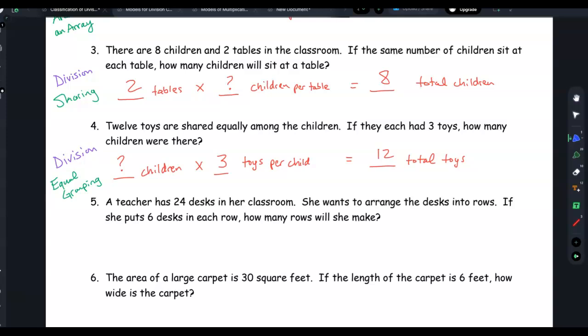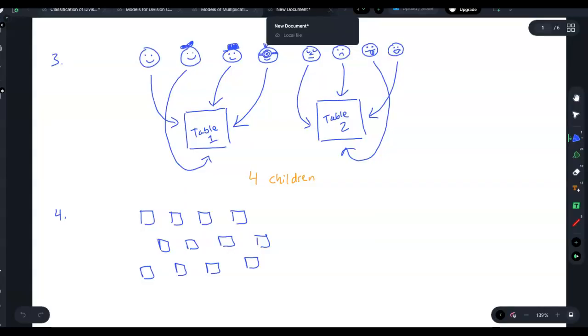Sorry, I misstated that. I don't know that it's shared equally among 4 children. I don't know that yet, right? So I know that each child gets 3 toys, and I'm trying to figure out how many children this will get shared with. So 3 toys per child, which means I do know how many toys to put in each group, right?